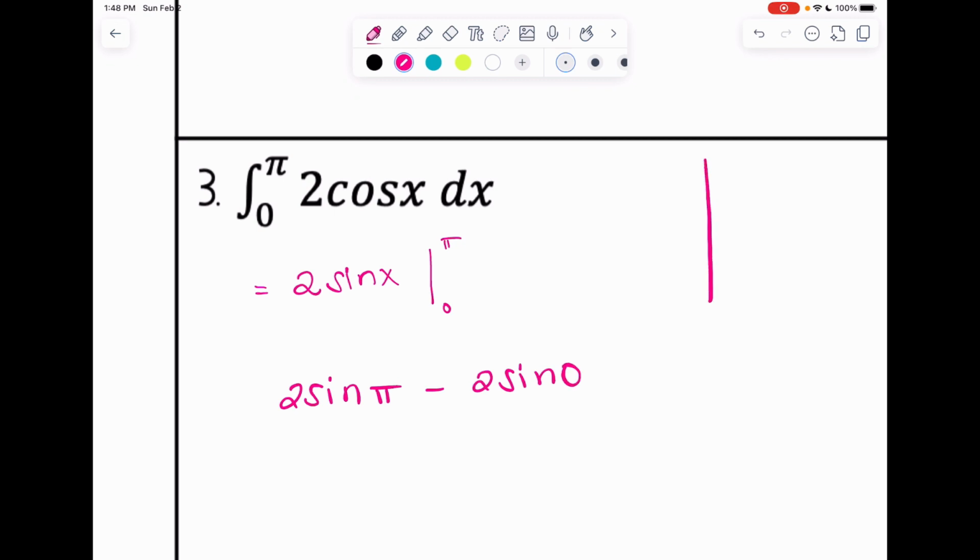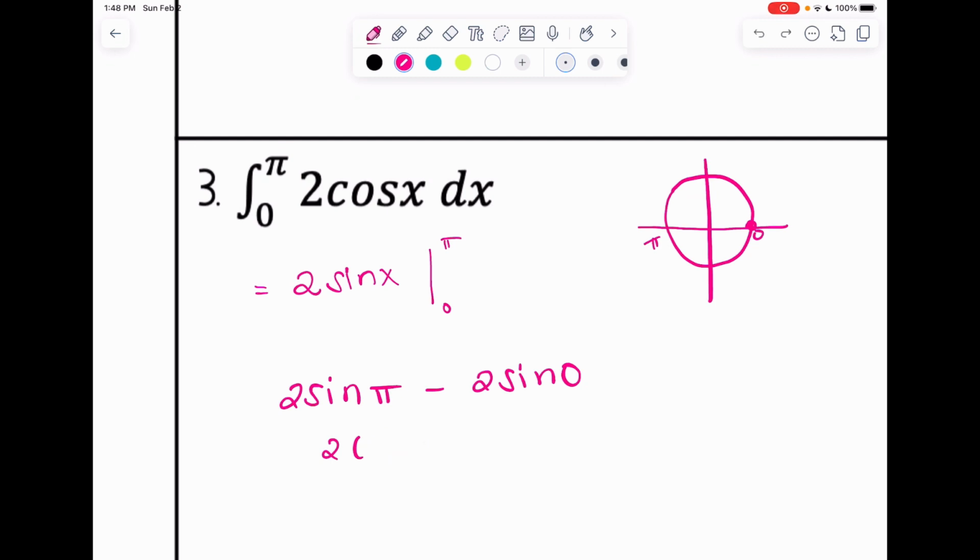If you need to, you could use your sine curve, or I like to use the unit circle to help me figure out that value. So remember, here's 0, here's pi. And when I have the unit circle, sine is equal to the y-coordinate. So over at 0, the y-coordinate is 0. So this would be 2 times 0.